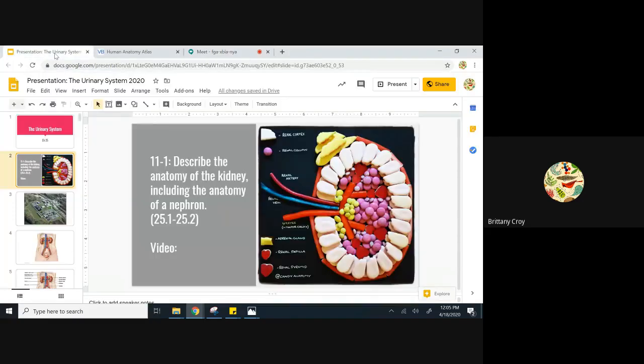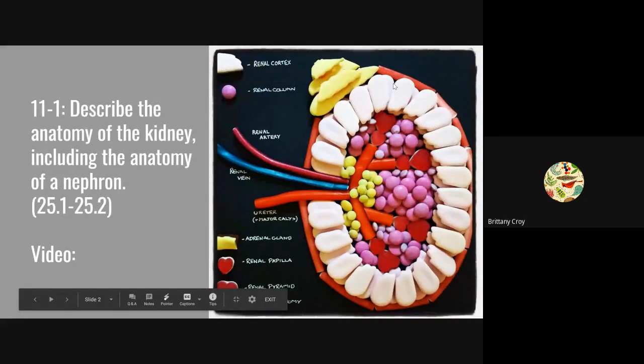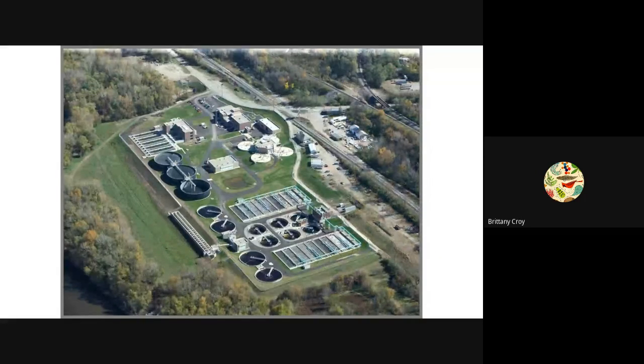All right. Hello, everybody. Today we're going to talk about Objective 11.1, the anatomy of the kidney, including the anatomy of a nephron. Do you recognize this image? It is the Lafayette Wastewater Treatment Plant over on Wabash Avenue. And I think that a wastewater treatment plant is a helpful analogy to the function of the urinary system.